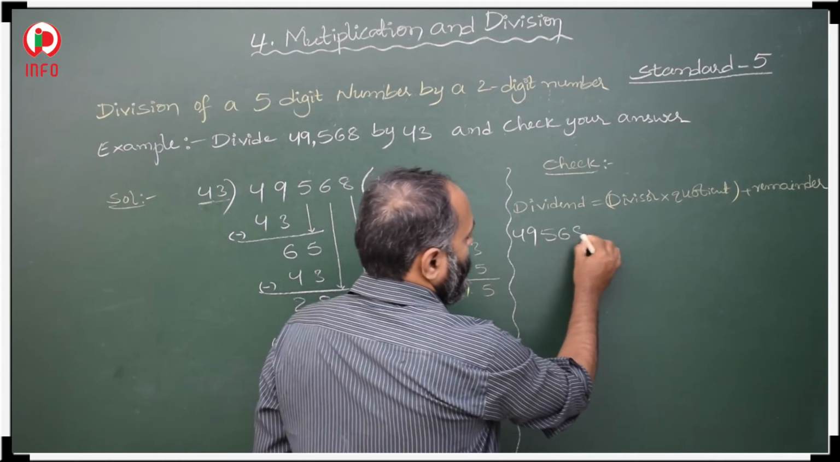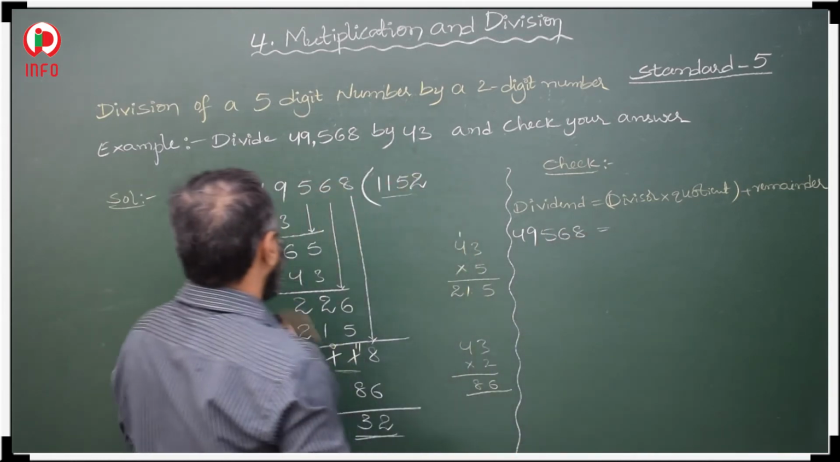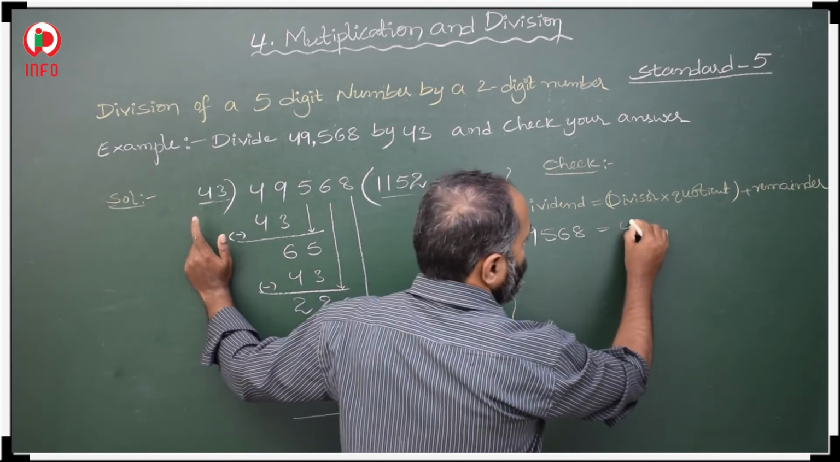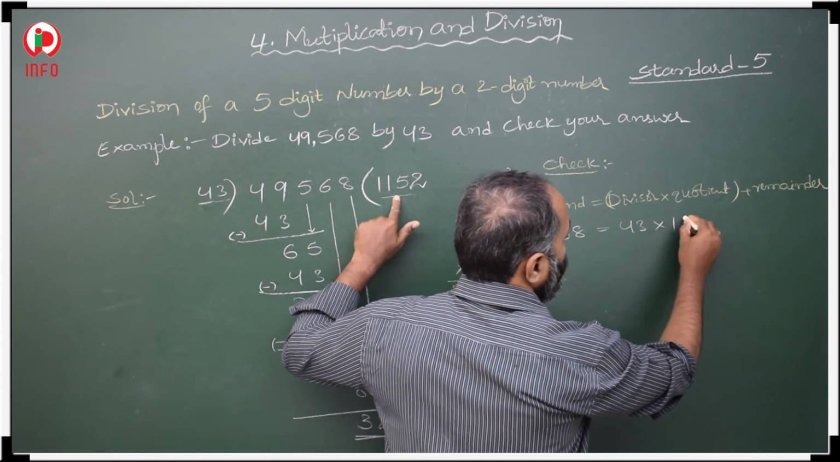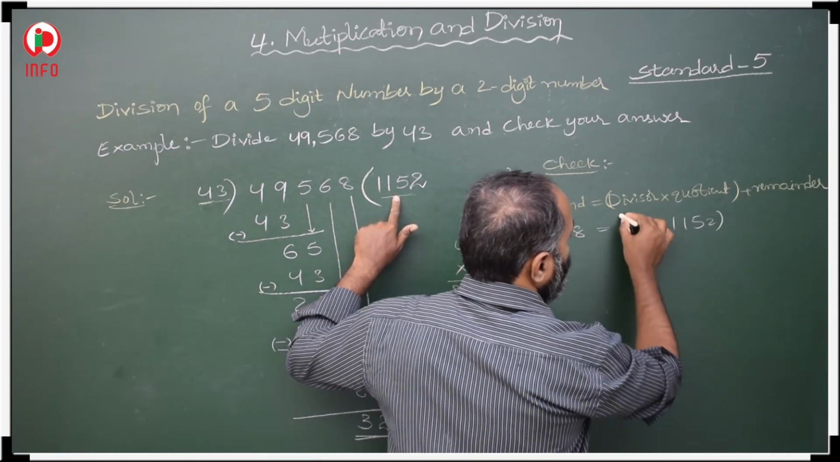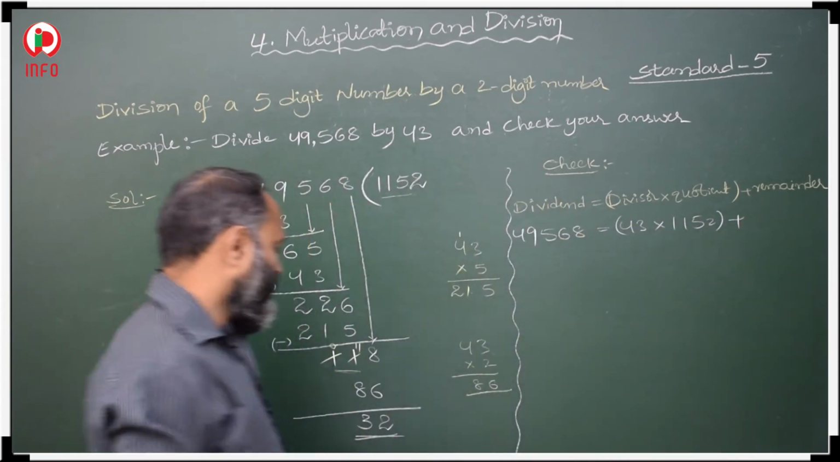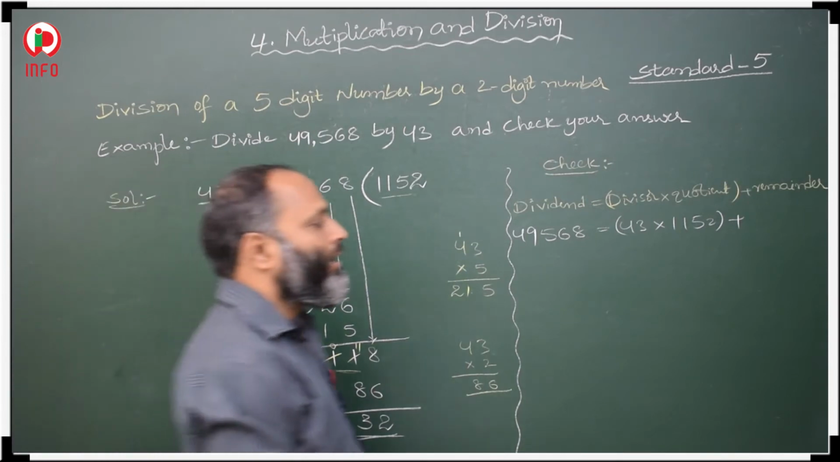49,568. What is the divisor? Our divisor is 43. Into, what is the quotient? 1152 plus, what is the remainder? Remainder is 32.